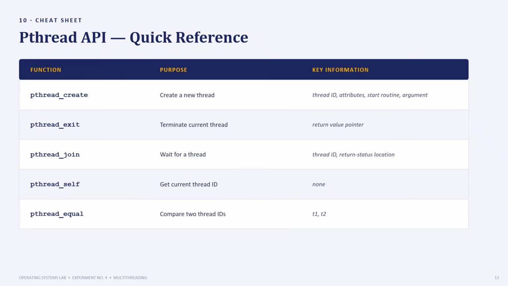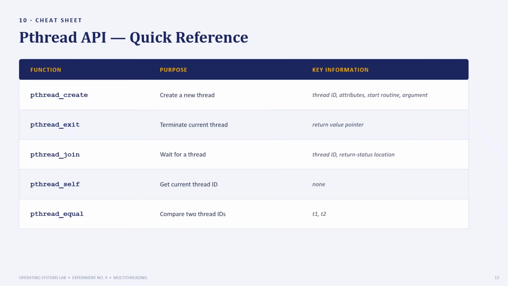pthread_exit. Purpose is to terminate the current thread. Key information needed is the return value pointer. pthread_join. Purpose is to wait for a thread. Key information needed is thread ID and return status location. pthread_self. Purpose is to get the current thread ID.